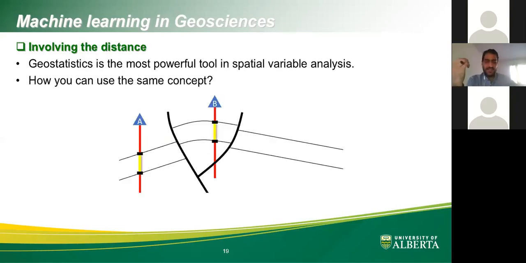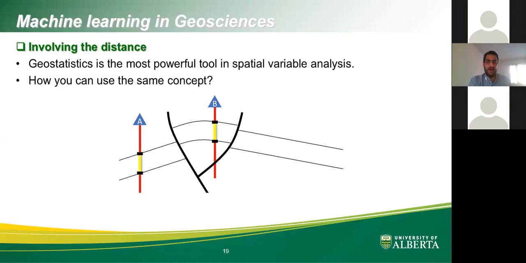The first recommendation is that you use geostatistics for involving the distance, but it's based on your experience: how many works you did on real problems, how many fields you modeled using machine learning. It's based on your experience. But for example, some phenomena should be taken into account in your modeling.